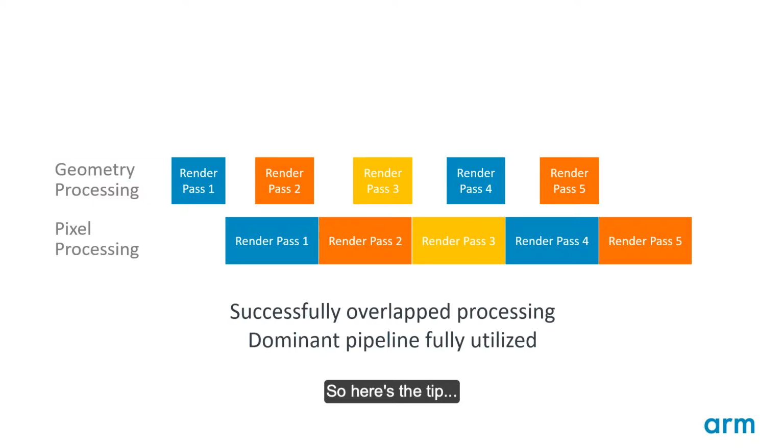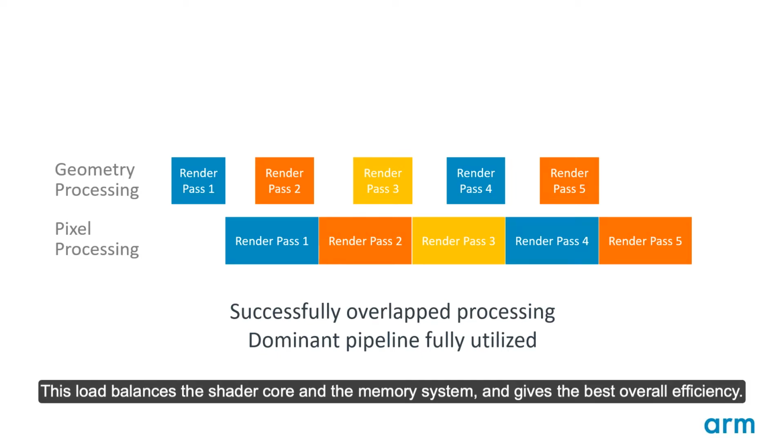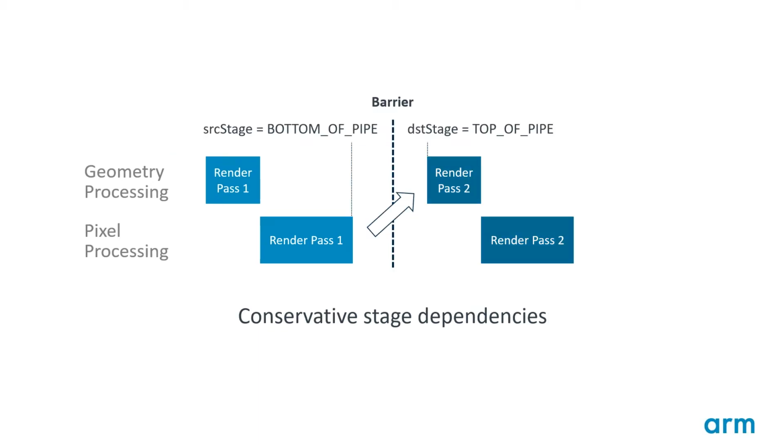So here's the tip. To get best performance out of this design, you need to submit work so that processing for different render passes can overlap. We need the geometry processing for a render pass to happen in parallel to the pixel processing of an earlier render pass. This load balances the shader core and the memory system and gives the best overall efficiency.